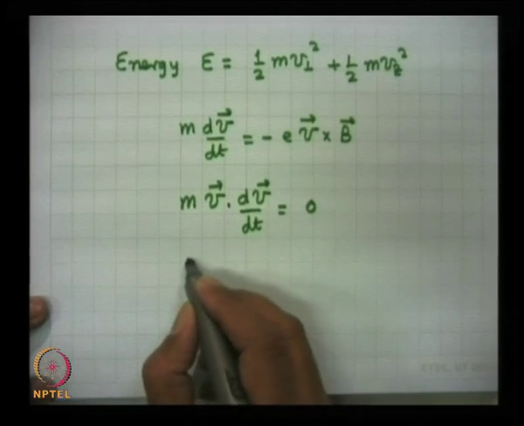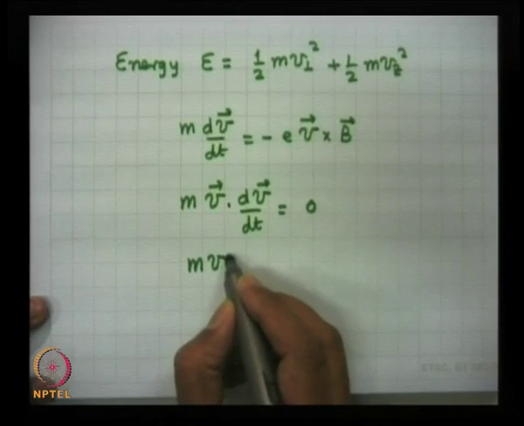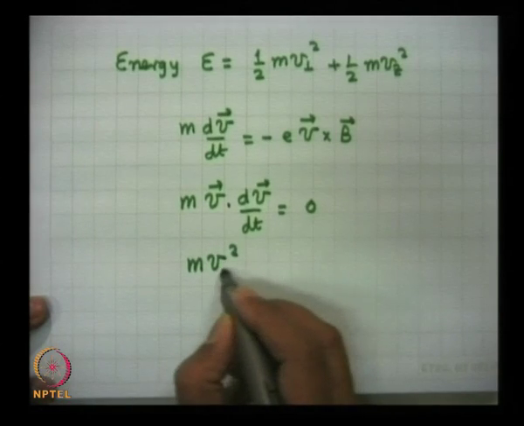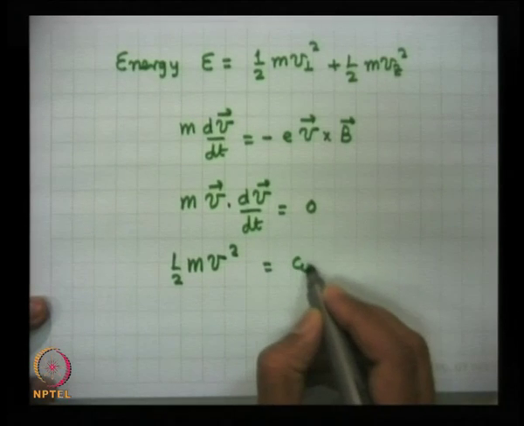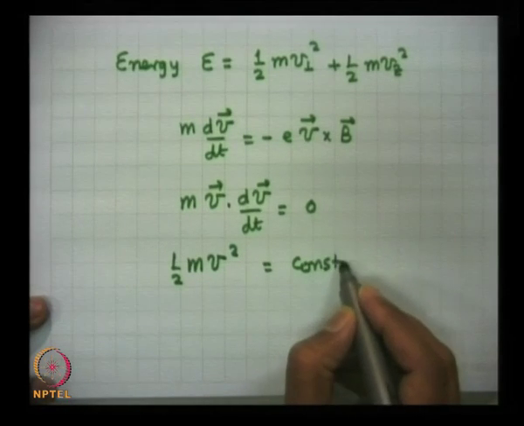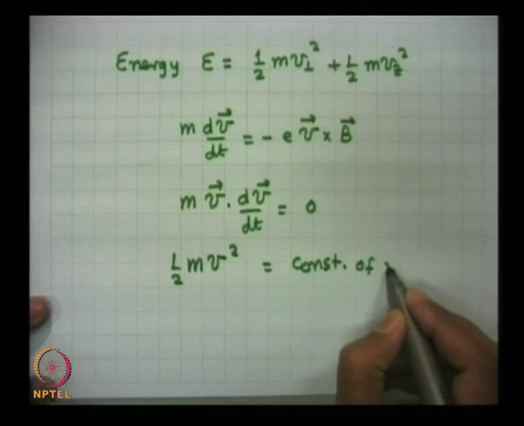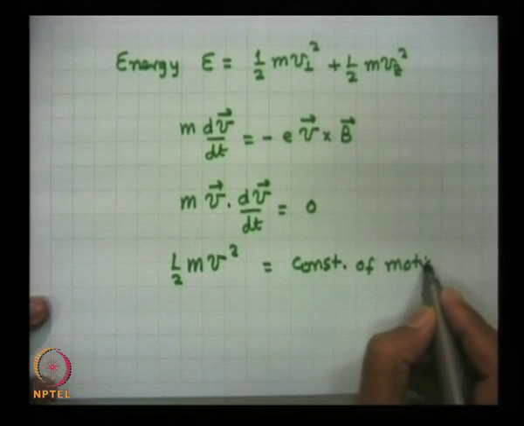So, we get half m V square is a constant of motion in a magnetic field if there is no electric field in the system.